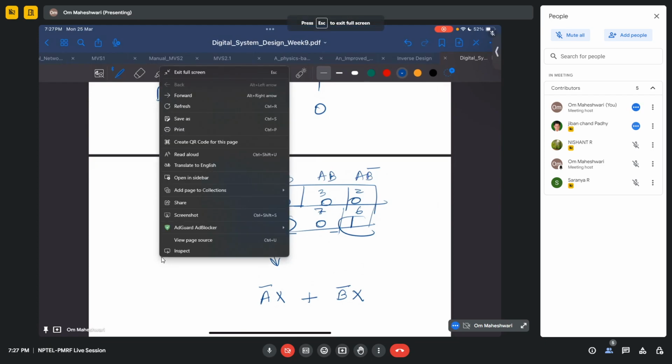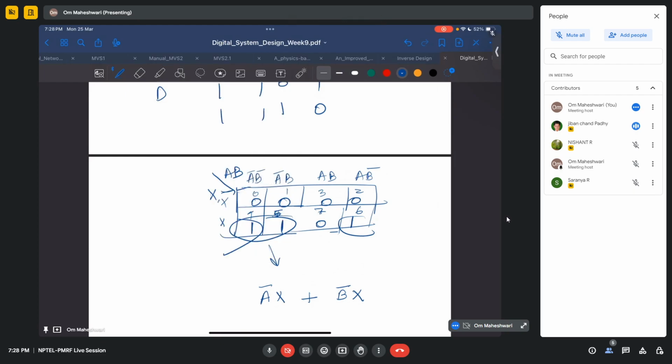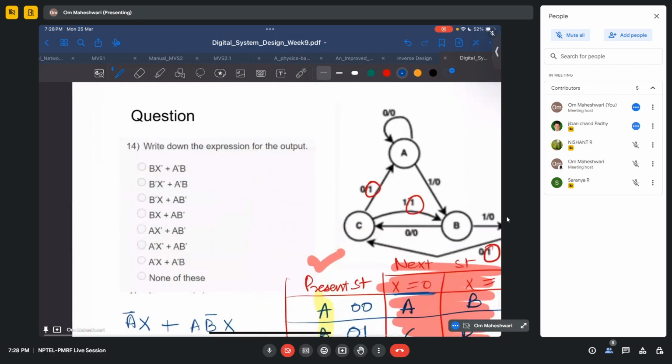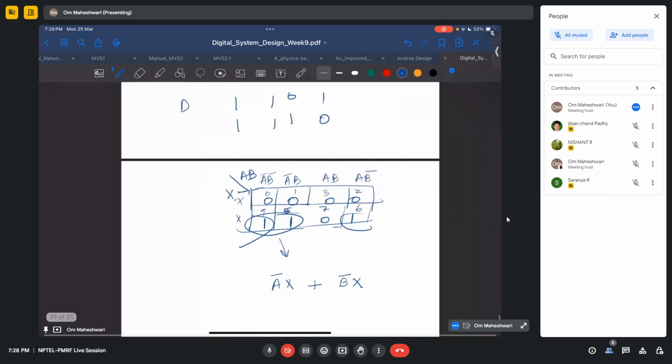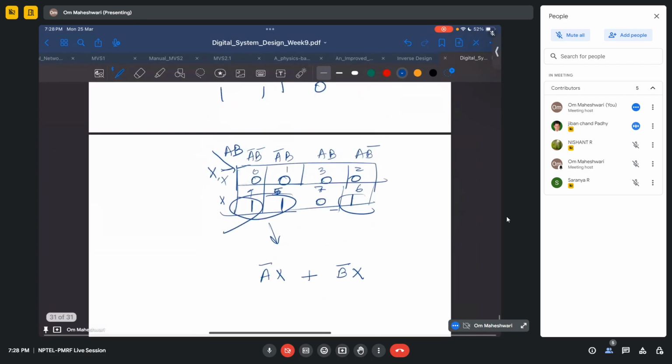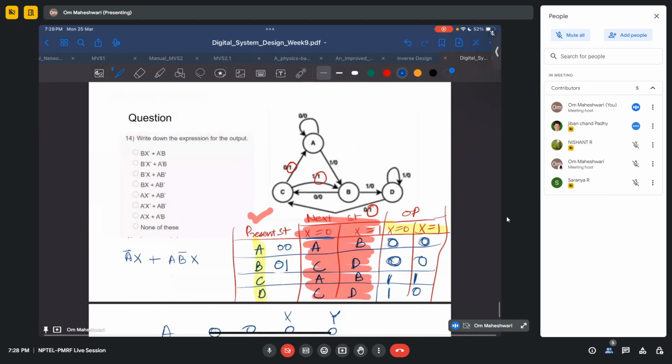This is correct, na? A bar x plus B bar x. Okay. Let me check 1 minute. So according to the solution, answer is option E. This one. But I am also not getting this one.